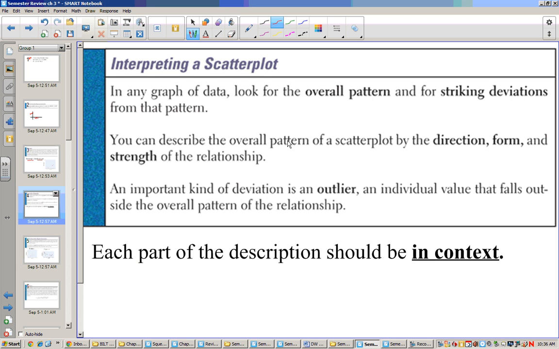Now the thing is that we really need to say which direction. Is it positive or negative? What form? Is it linear or nonlinear? And the strength of that relationship. Is it a strong relationship? Is the R value high? Is it a weak relationship? Is the R value low? And if there's any type of outlier, then you have to put that.